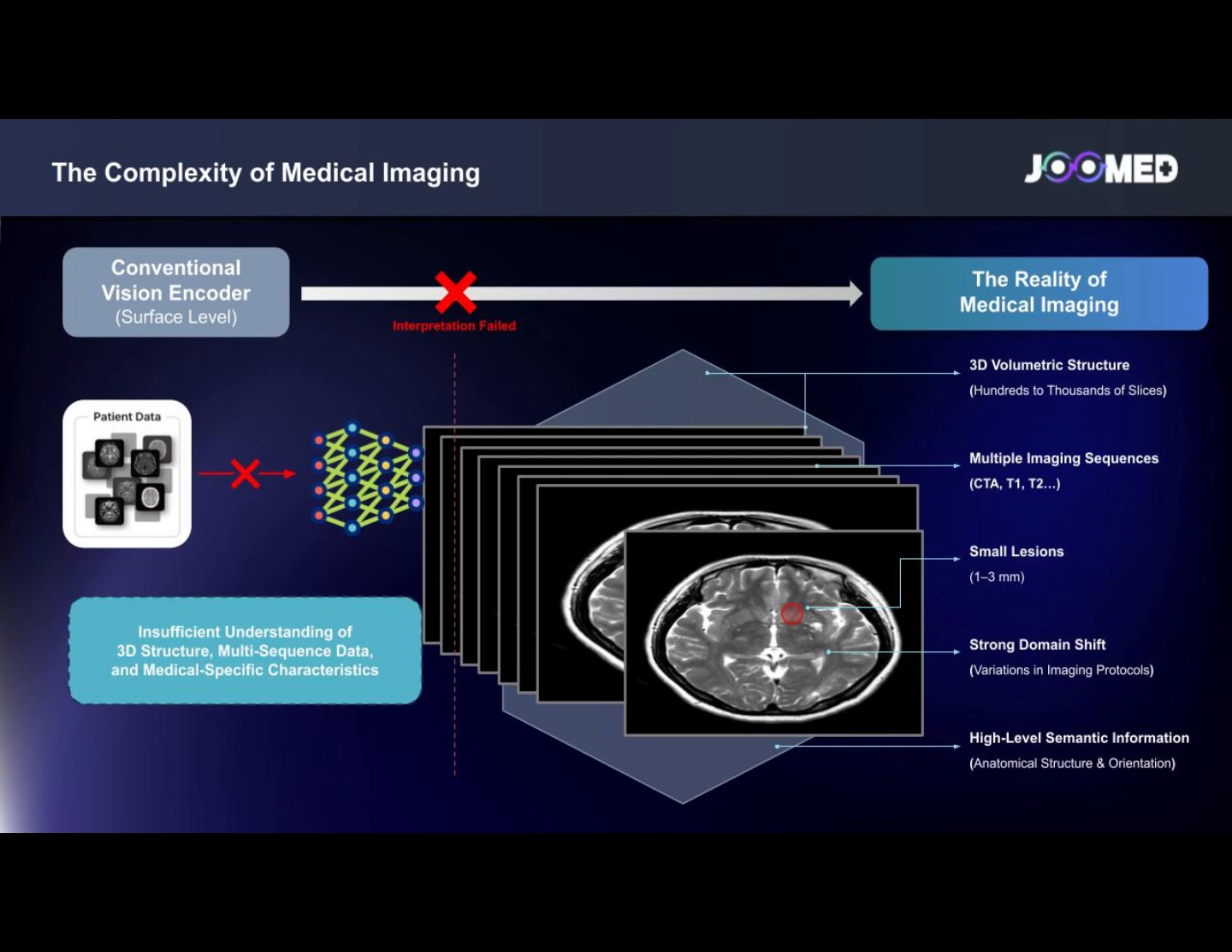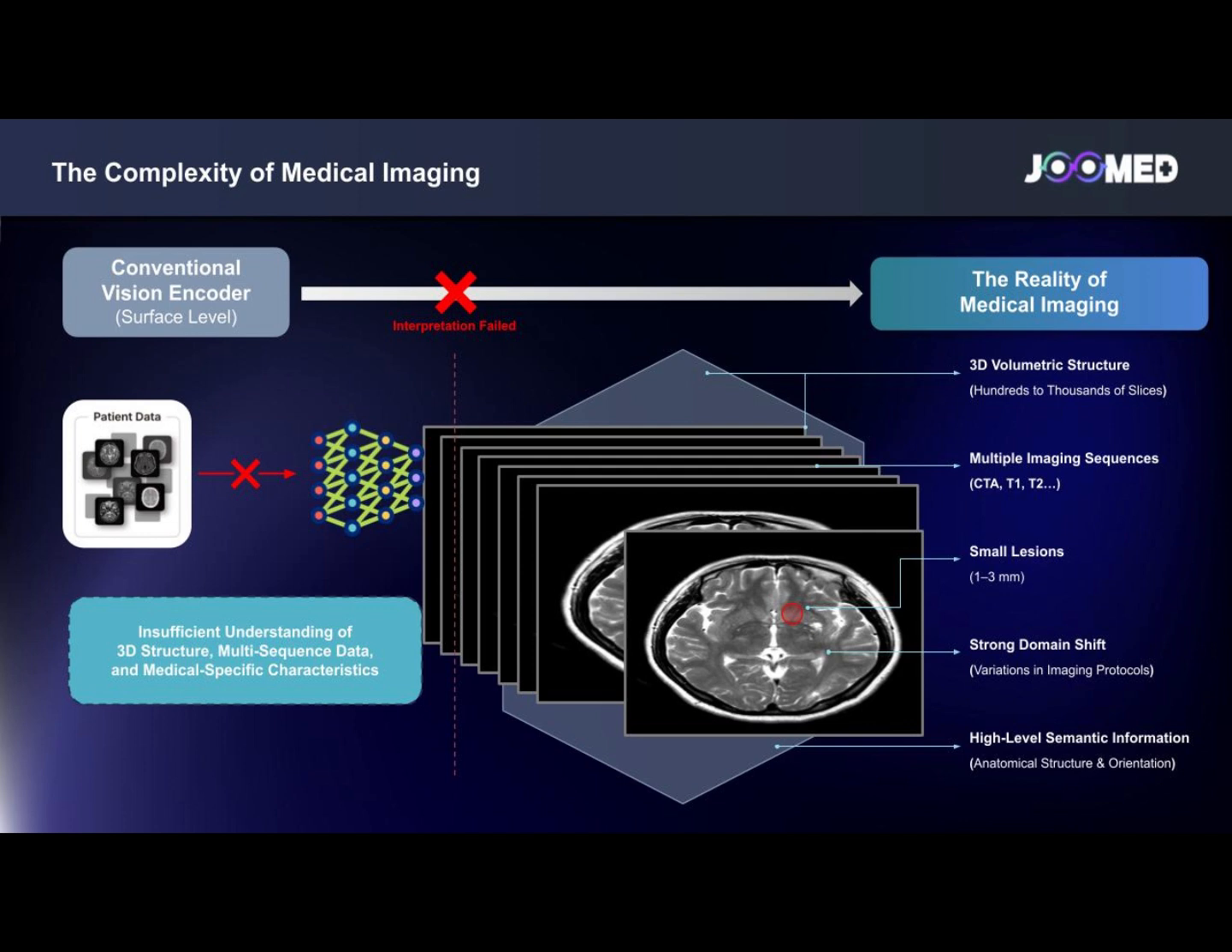Furthermore, medical images are not composed of RGB-like standard images. Multiple sequences such as T1, T2, FLAIR, ADC, and non-contrast CT each carry distinct information. Physicians review these sequences together to determine the true clinical significance of a lesion. One of the most challenging aspects is that many diseases manifest as microlesions measuring just 1 to 3 millimeters. Conventional vision encoders often treat these tiny lesions as noise or fail to detect them altogether, a critical limitation in clinical practice.